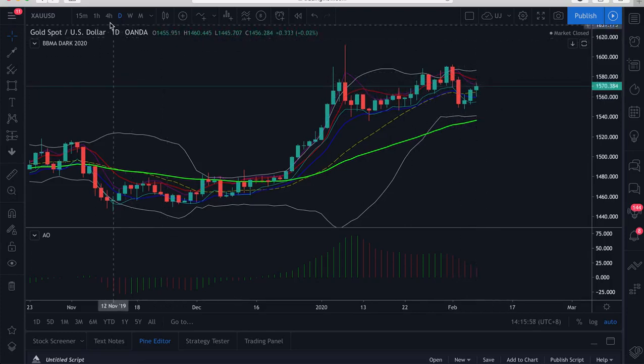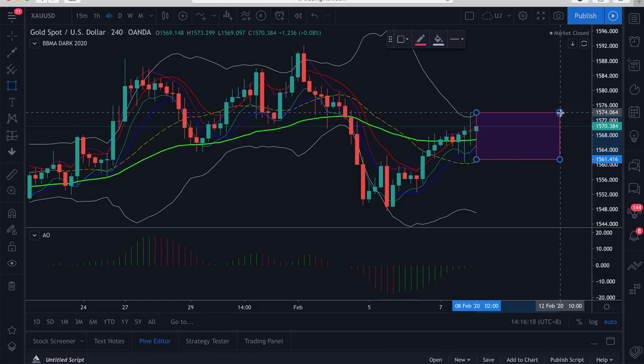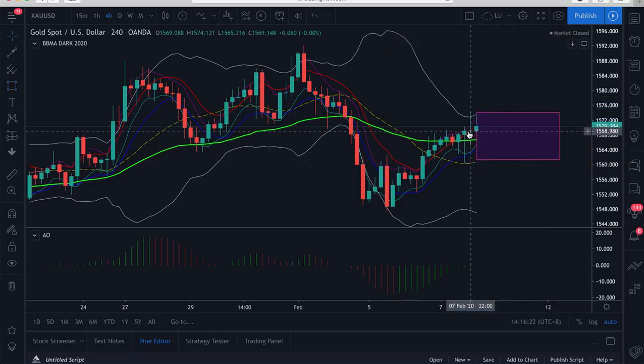It depends on the bias that we choose. For now we can take this as a re-entry sell. Then we look at this as an MHV, so this is our MHV zone. So what we can do, we can PO sell here, since this candle is not closing above.